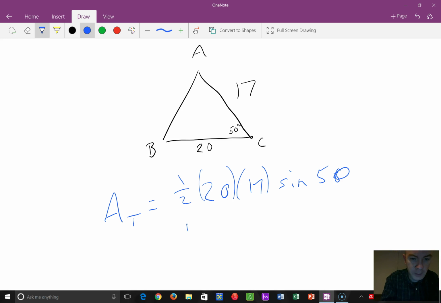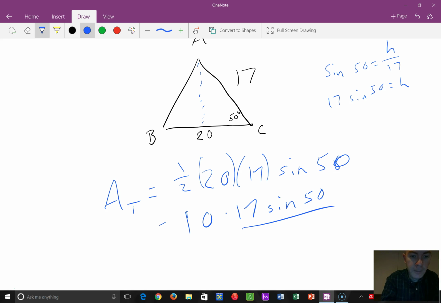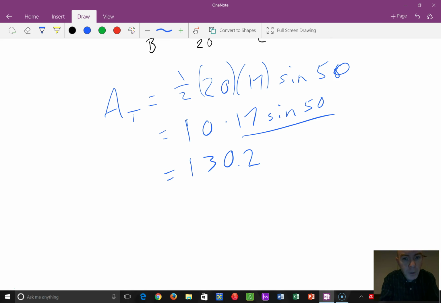If you go to your calculator, we can simplify that. That's just 10 times 17 sine 50. And remember that this right here, the 17 sine 50, that's your height, because the sine of 50 is equal to your opposite h over 17. 17 sine of 50 is equal to your height. Clean all that up, and then you get about 130.2. That's the area.